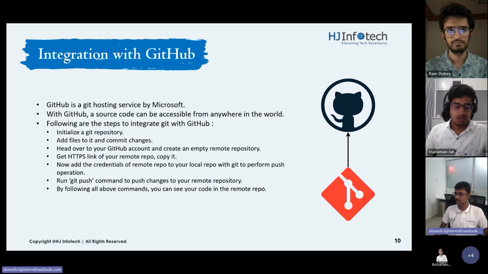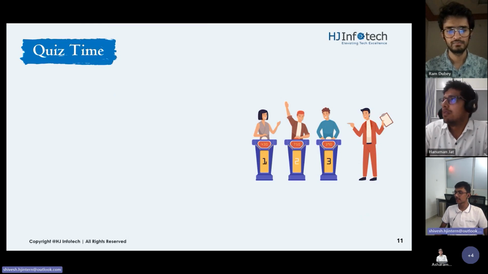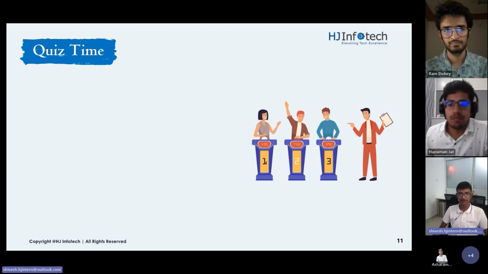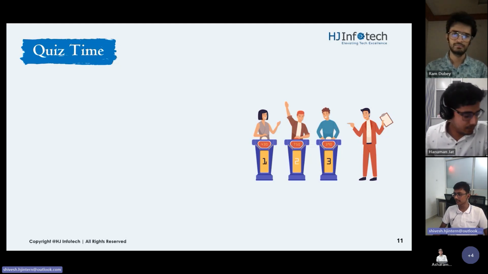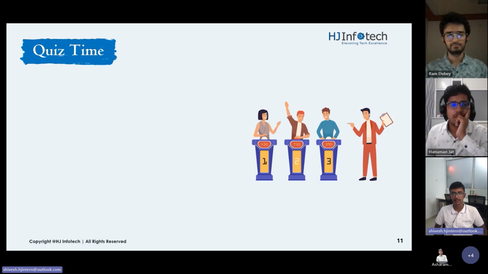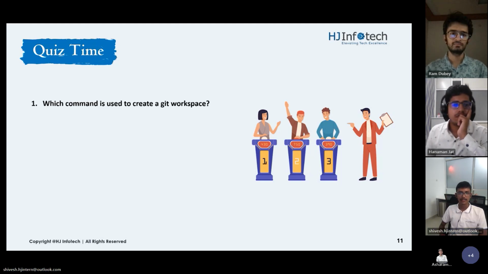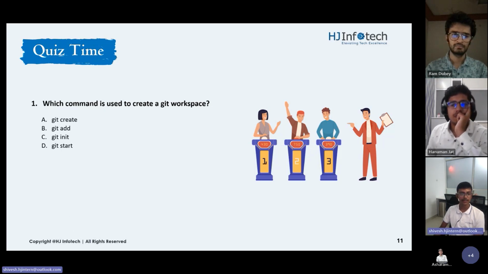So what we have next is quiz time. In this section, we're going to have some questions, and each question will have 4 options, and one option will be correct. I will be showing the question and the options to you, and you all have to drop your option in the chat box. The first question is, which command is used to create a Git workspace? The thing we did in the first test. The options are: first, git create command; second, git add; third, git init; and the fourth is git start.